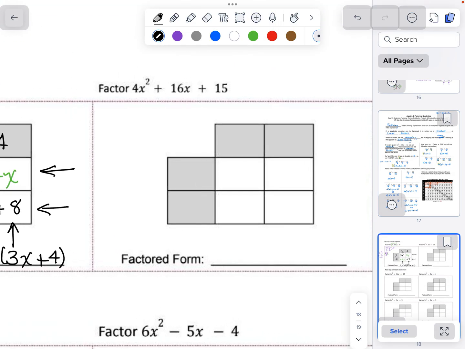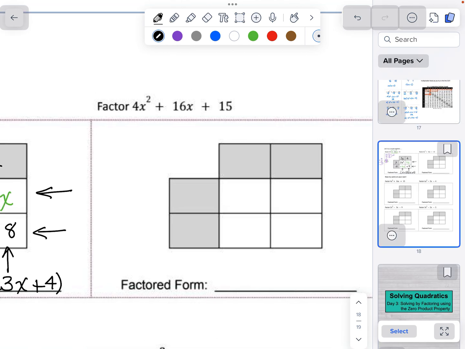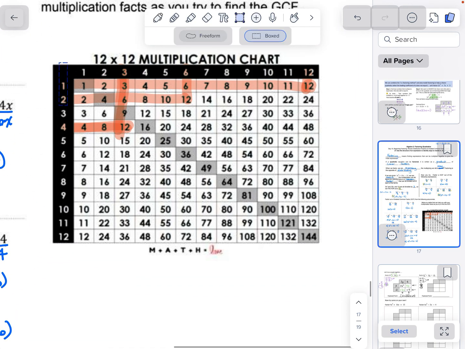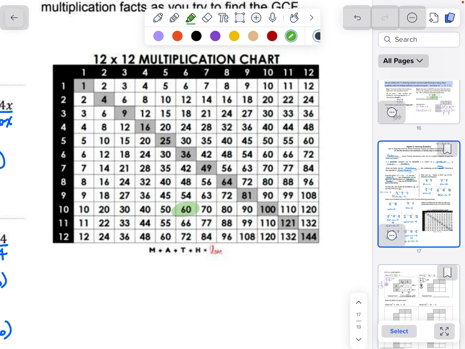All right, so now let's look at this one. First, we're going to make sure it's in standard form and identify A is 4, B is 16, C is 15. Well, I want two numbers that multiply to give me 60, 15 times 4, that add to give me 16. So I need them to multiply to be 60 and add to be 16. So let's go up here and see if we can find ways that we can multiply and get 60. I have a 60 right here, 6 times 10.